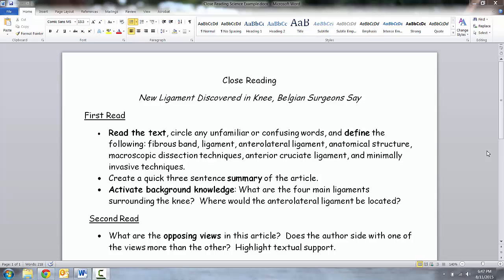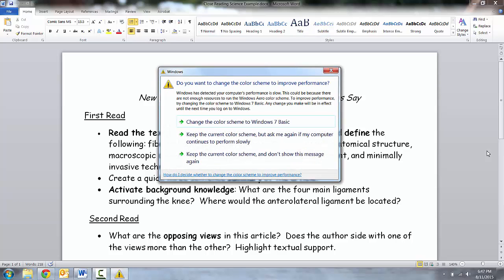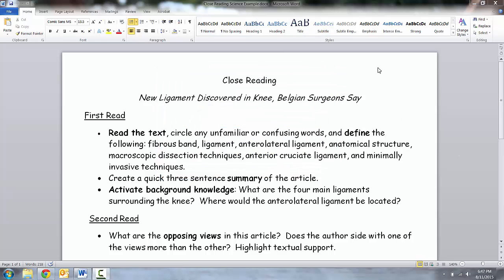The next thing I'll do is have them create a quick 3-sentence summary of the article. Depending on the level of the student, this may not fall under a first read, but because it's a fairly simple article for the higher level students that I have, a 3-sentence summary would be something they could do on a first read.